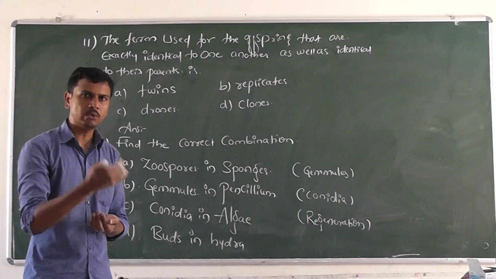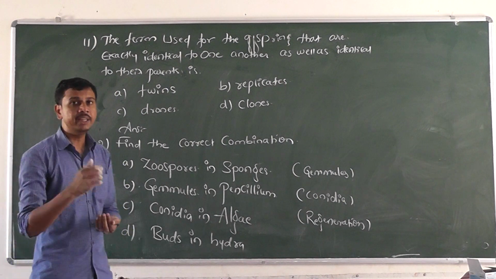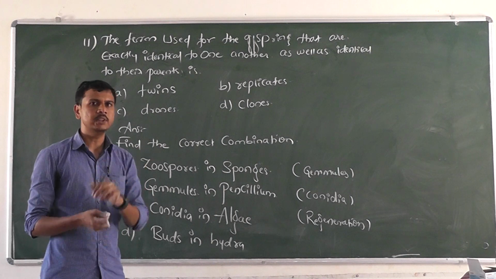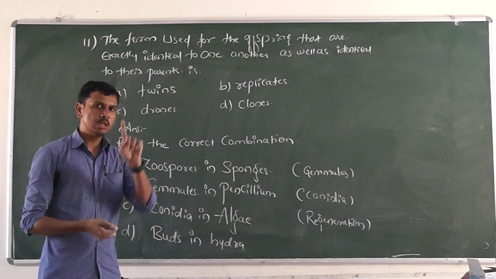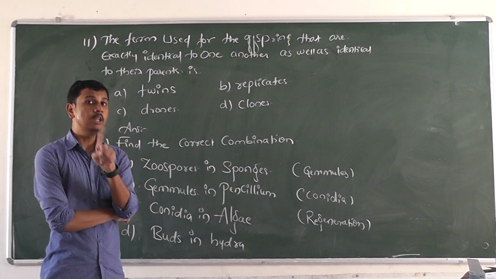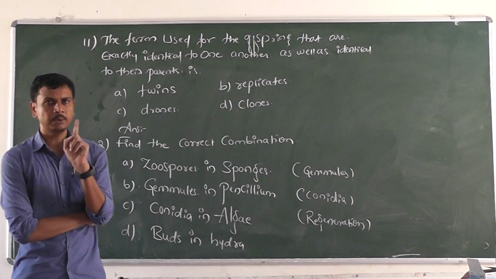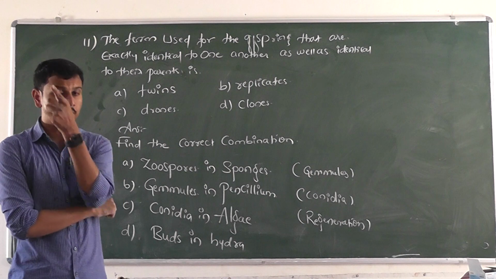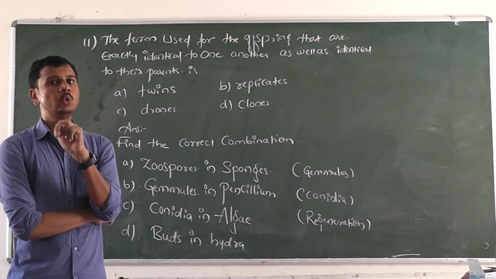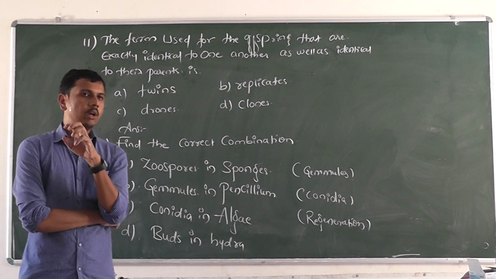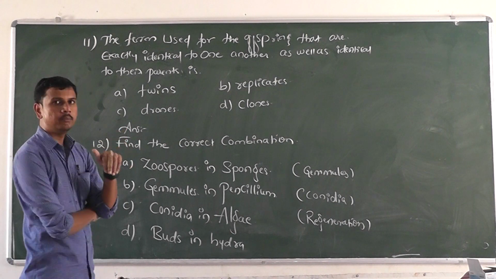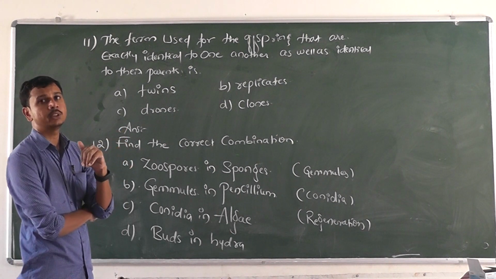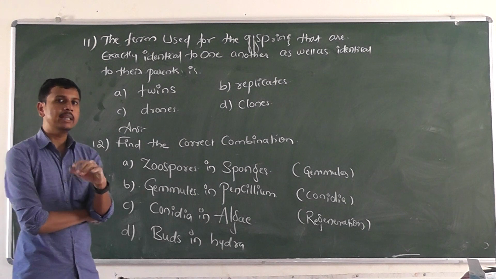Due to crossing over, we are able to see variation, but not in asexual reproduction, because only one parent is involved. In sexual reproduction, two parents are involved. So the organisms produced by asexual reproduction will look exactly like their parents.